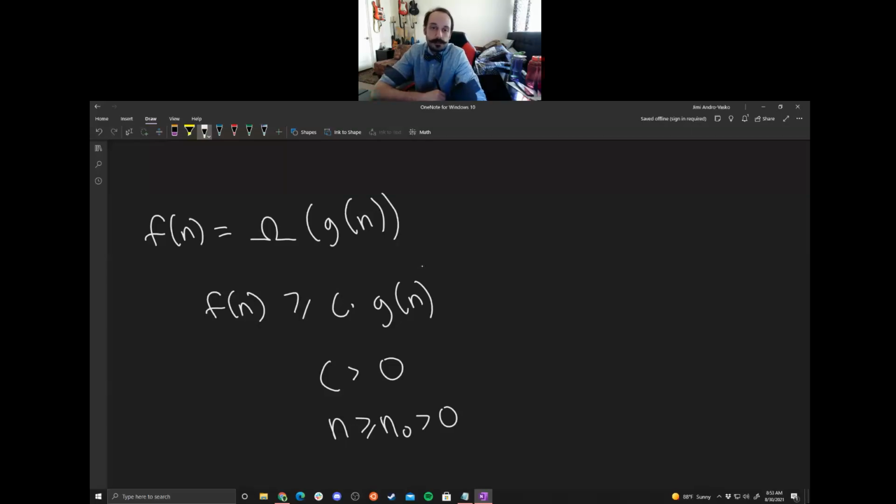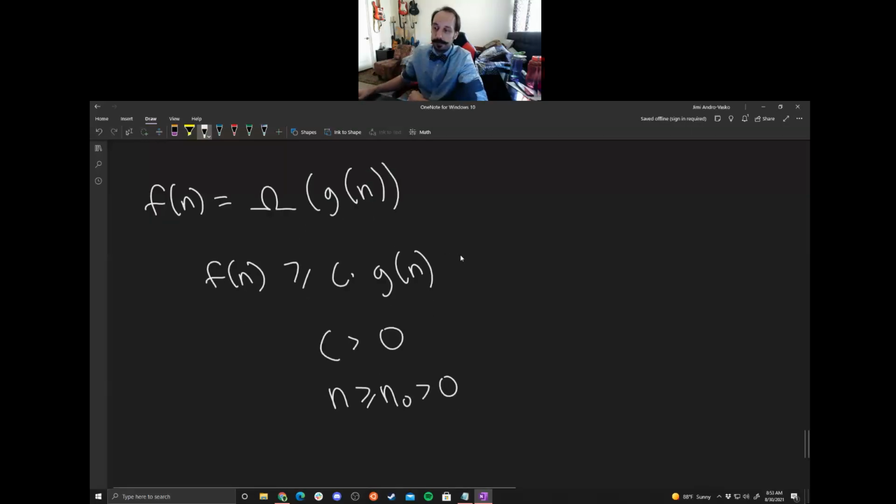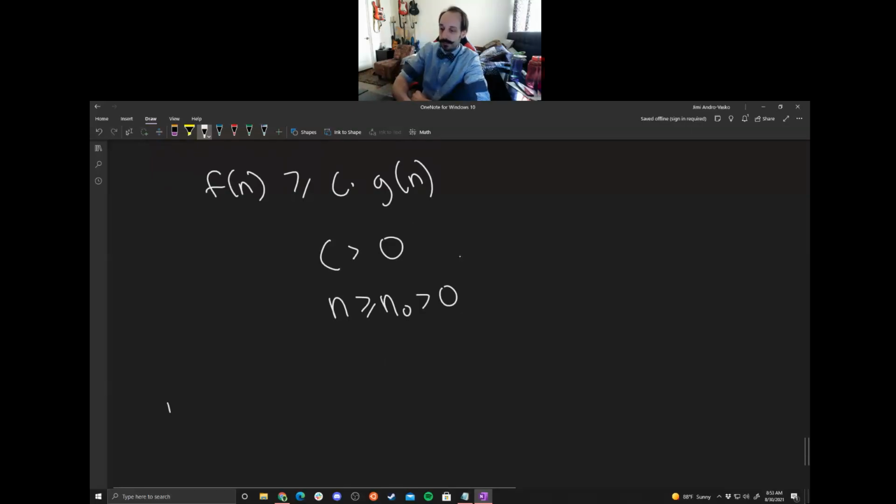So it's the same idea as big O, except we flip the inequality symbol. That's all we had to do. So I'm not going to really do an example, I'll just very quickly talk about this. For example, is n equal to omega of n? The answer is yes.